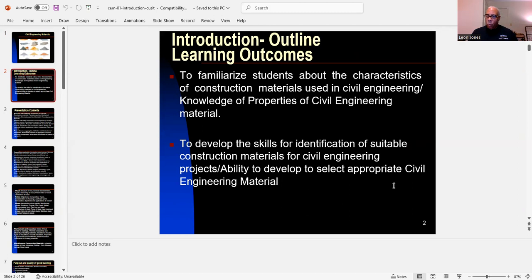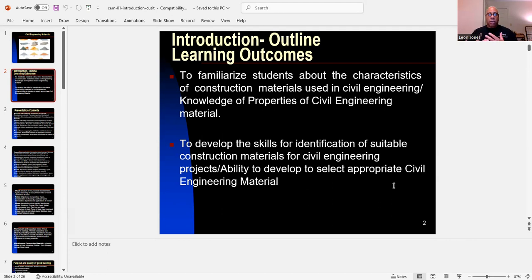So if you want to learn about what's going on, what I'm here to do is familiarize each and every one of you with the characteristics of construction materials used in civil engineering. So you're going to have the knowledge of properties of civil engineering material, and you're going to develop the skills for identifying suitable construction materials for civil engineering projects. And you're going to have the ability to select the proper civil engineering material.